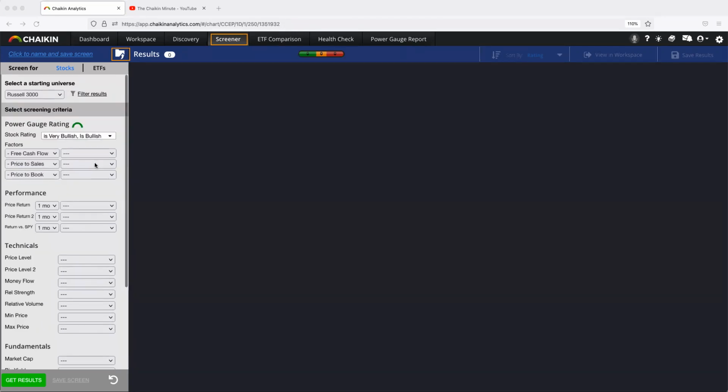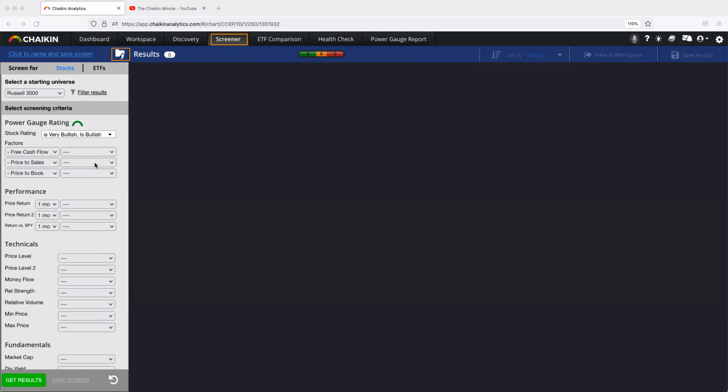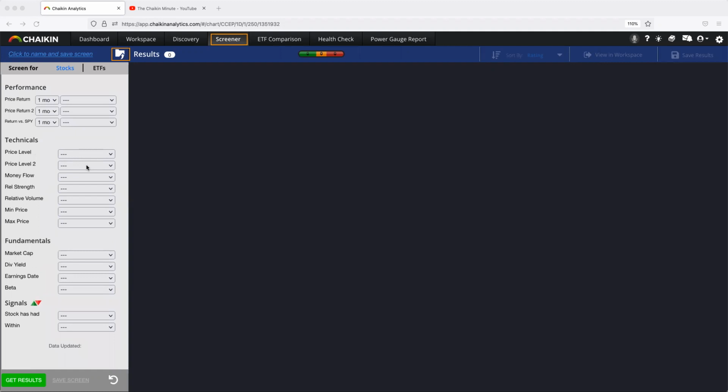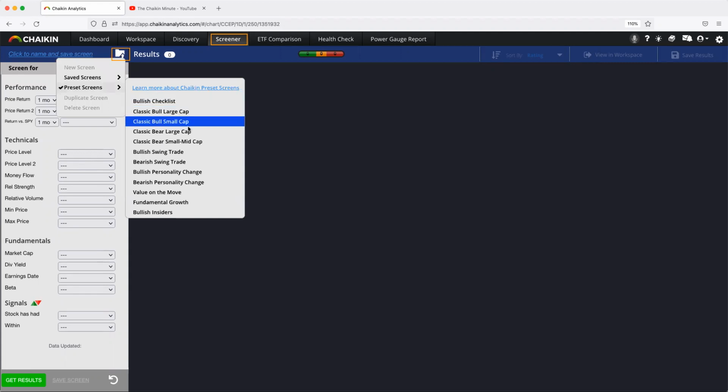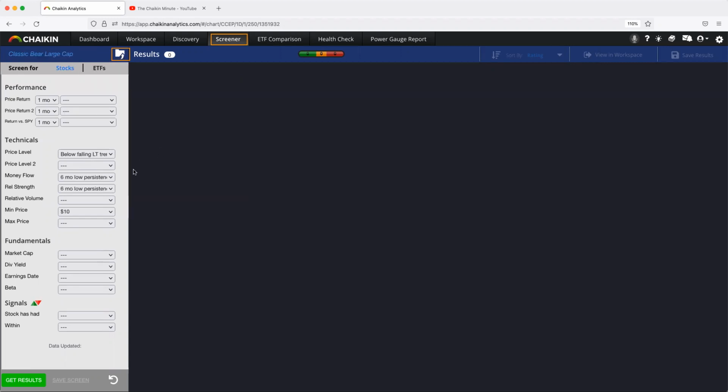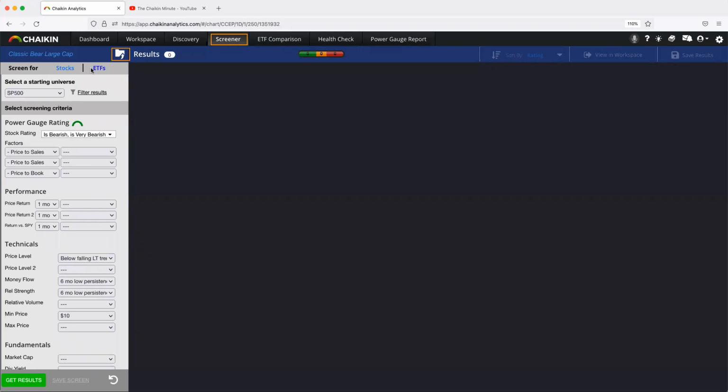But if you are going to choose the individual criteria yourself, remember, do not pick each and every one of these criteria. If you did, you would be narrowing the universe of stocks down far too much. You would end up with 0 results. Let's jump into our preset screens and let's talk about the classic bear large cap today, the opposite of the classic bull large cap that we talked about previously. For a classic bear large cap, we're going to start with a starting universe of the S&P 500 for large cap stocks. That obviously makes sense, the largest 500 stocks.